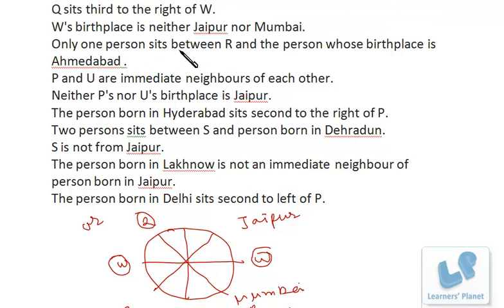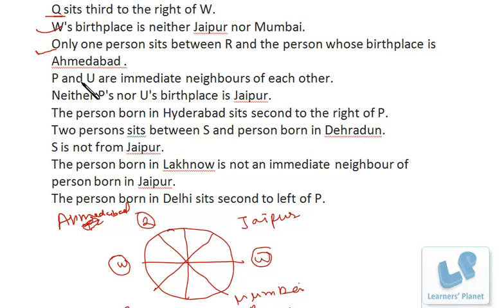Okay, now what? Only one person sits between R and the person whose birthplace is Ahmedabad, right? Now R and whose birthplace is Ahmedabad. Now that person should not be here because we have already Mumbai here. That means we have Ahmedabad over here, right? So this is Ahmedabad, this position. Okay, this is clear. This is still pending. Only one person.